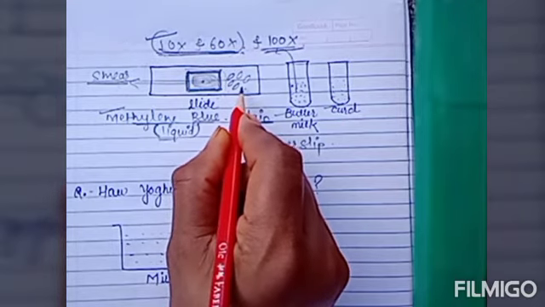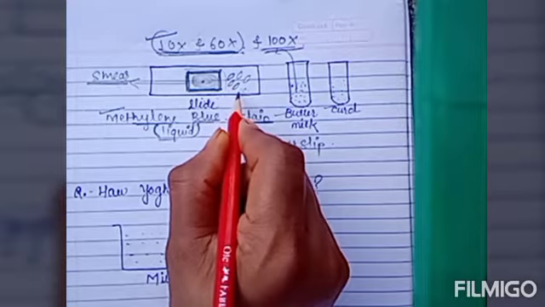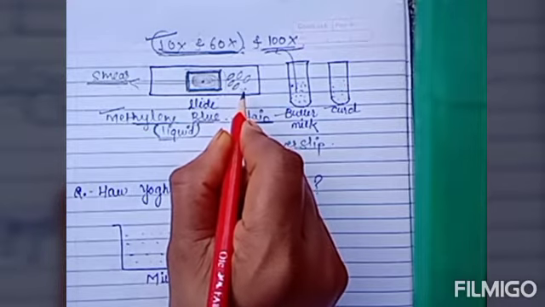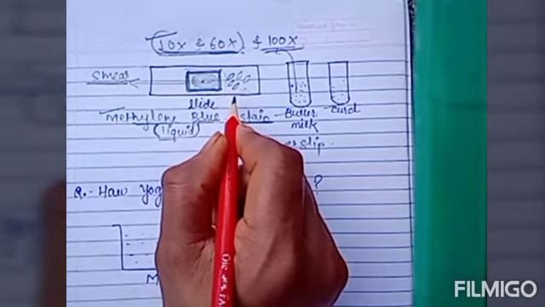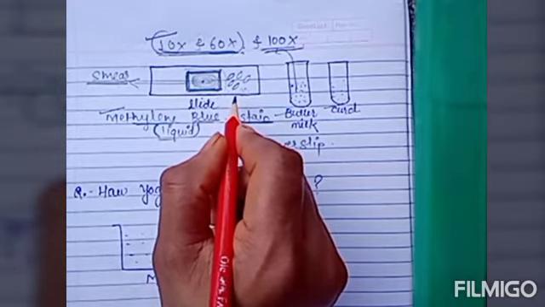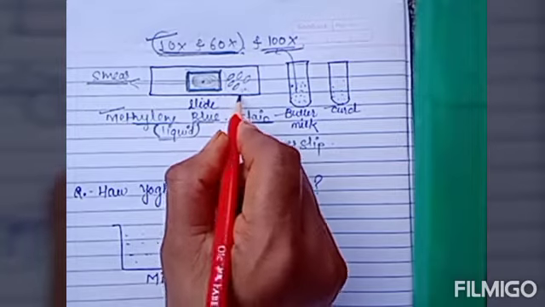Anaerobic means they can survive in the absence of oxygen also. You note the meaning of that word in your textbook. Anaerobic means in the absence of oxygen, and they can produce energy also without the use of oxygen.